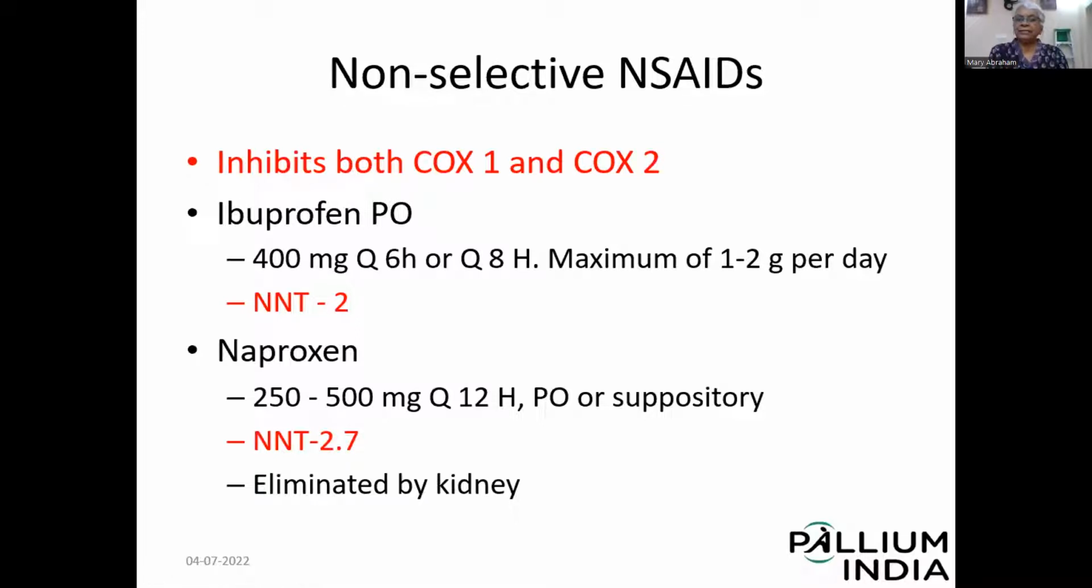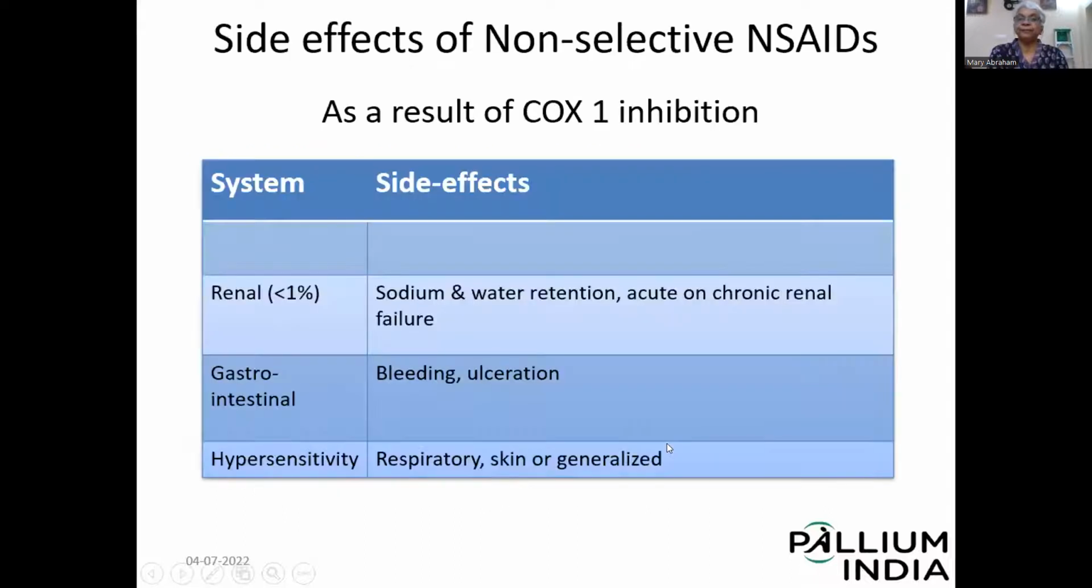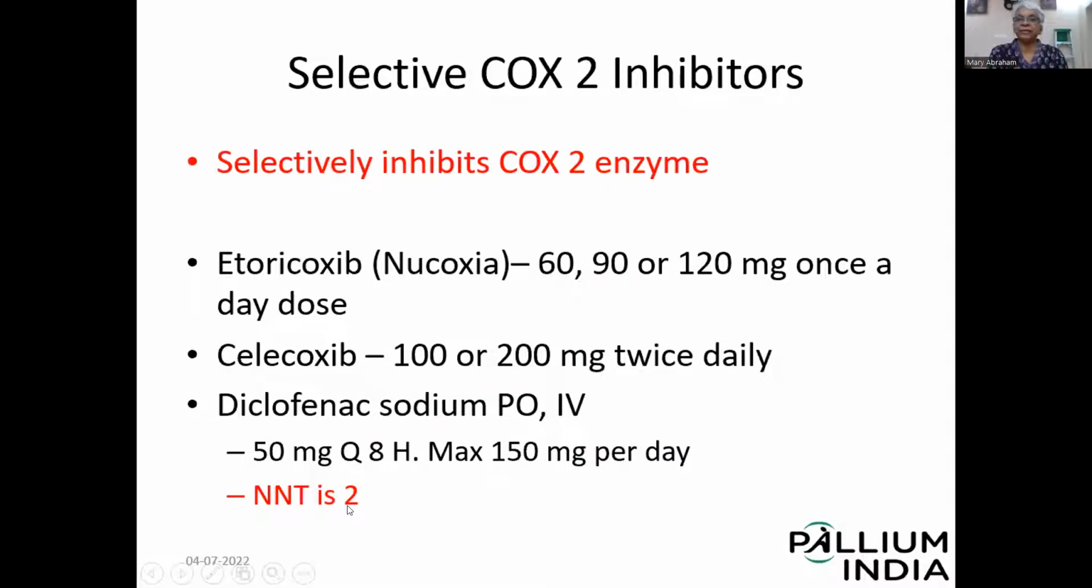Now, some of these drugs are ibuprofen. Its NNT is 2. That means for every 2 patients, 1 will get relief. It's a very good analgesic, very efficacious. Similarly, naproxen, its NNT is 2.7. This also can be given orally or by suppository. Now, what are the side effects because of the COX-1 inhibition? I've already told about it: renal, gastrointestinal, and hypersensitivity reactions.